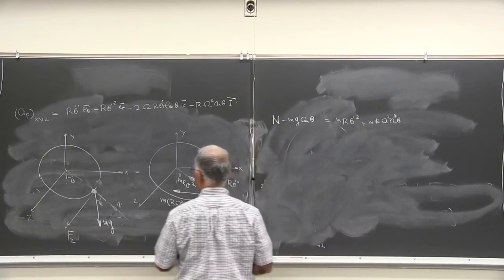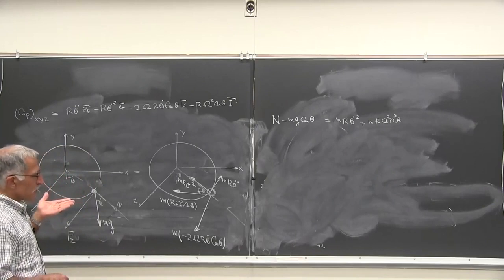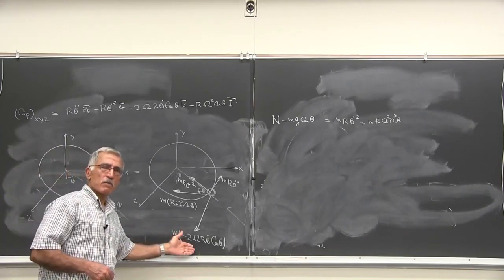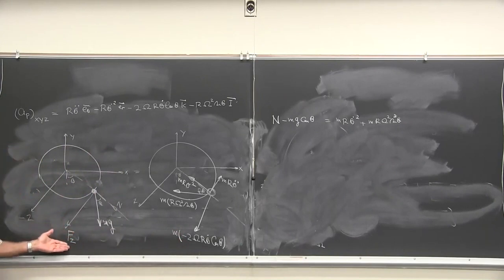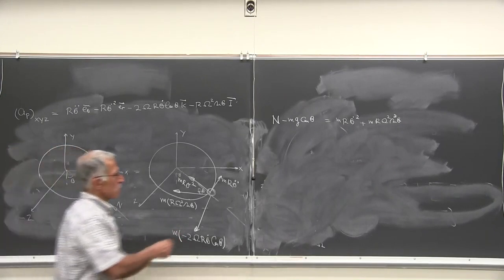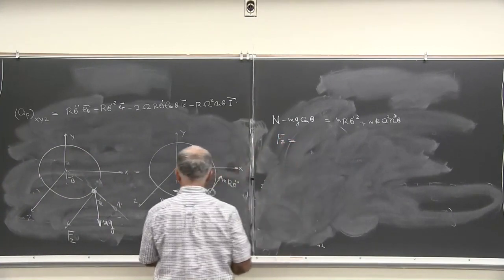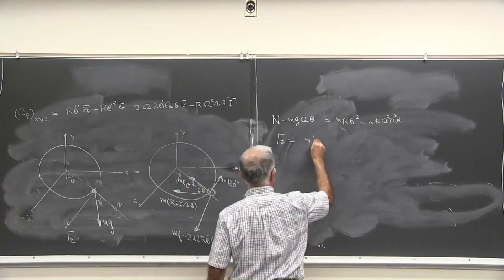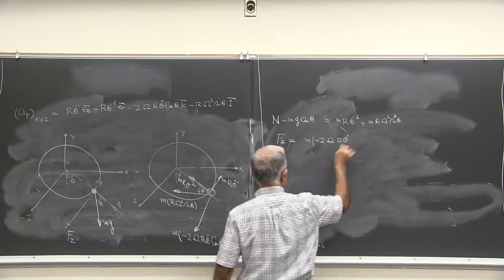If you want Fz, any force in the K direction for this picture must be equal for this picture. The only force that I have in the K direction is Fz. So Fz for this picture must be equal to m times minus 2 omega r theta dot cosine theta.